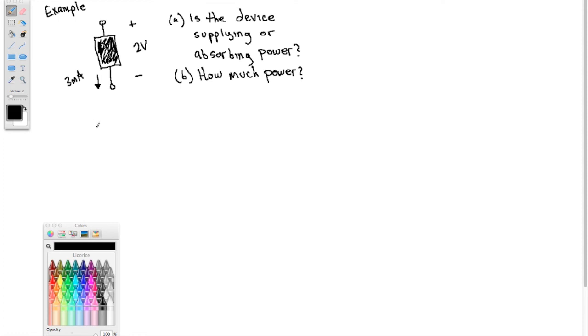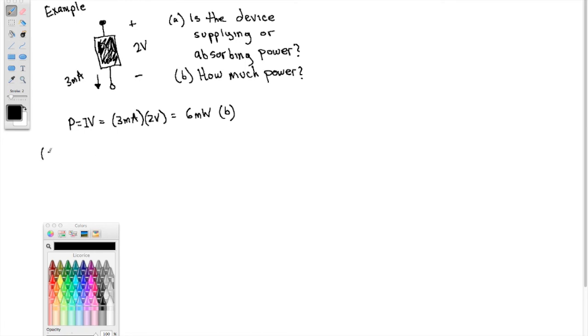So the solution is, first of all, P equals IV. This gives you the magnitude of the power. In this equation, I is the current through the device, so that would be 3 milliamps. And V is the voltage across the device, so that's 2 volts. We don't know how much voltage this terminal is, but it's 2 volts higher than the other. So the power here is 6 milliwatts. That's actually the answer to part B.